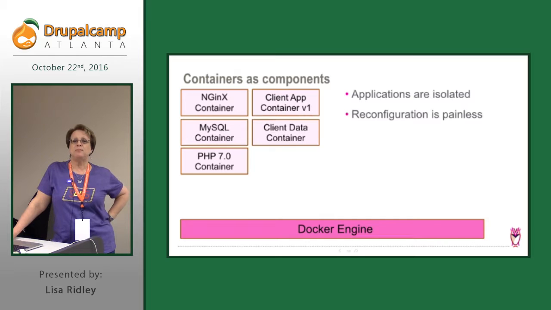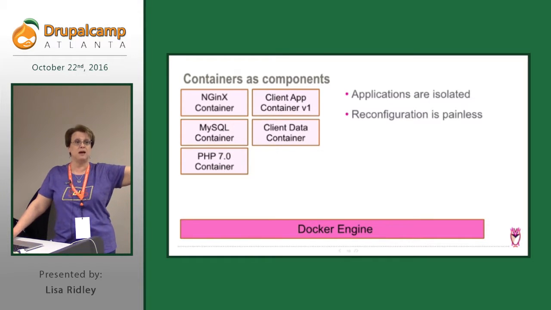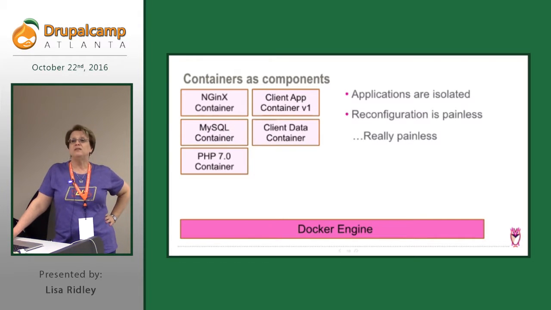I want to test my application on PHP 7. I've written it on 5.6. I want to test it on PHP 7. I just drop in a PHP 7 container, and if I've maintained my unit tests and my functional tests, I run my functional and unit test suite against PHP 7, see what breaks. Okay, reconfiguration is really painless.